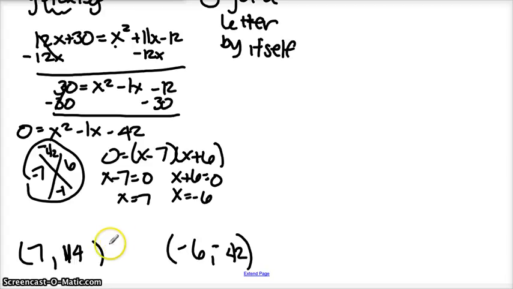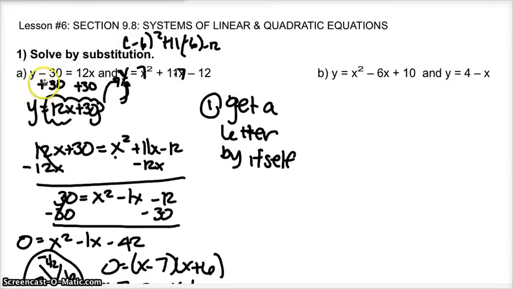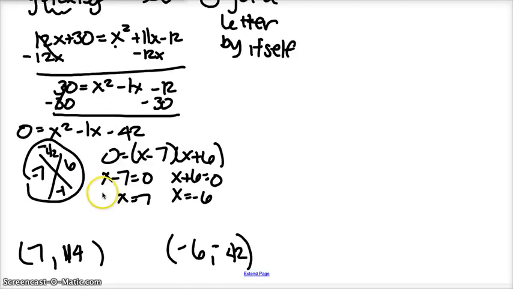So if we were to graph this one right here, which is a line, and if we were to graph this one right here, which is a U, they would cross in two places. One of the places would be 7 and a positive 114. And the other place that the two shapes would cross would be negative 6 and negative 42.